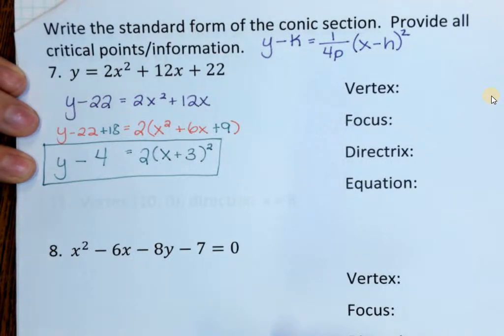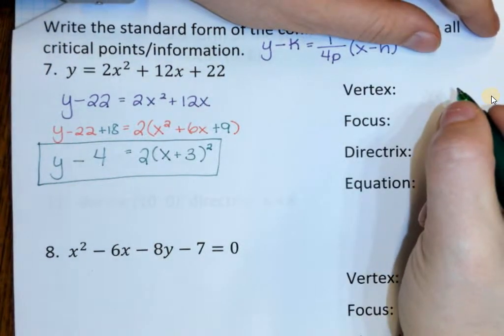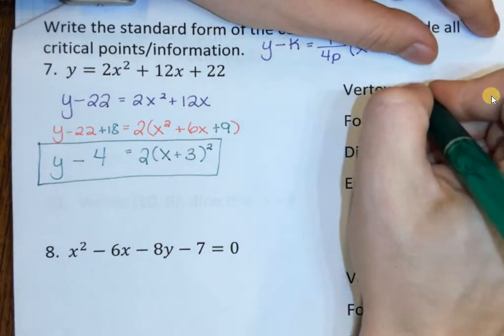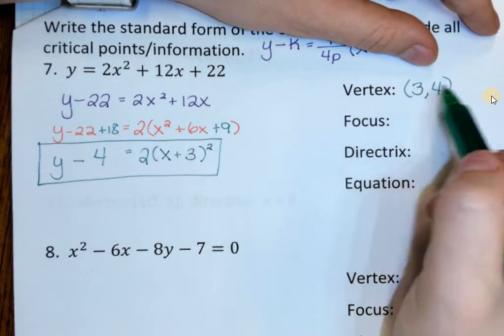So let's do some characteristics. What is my vertex? Negative 3, 4. And please make sure you get those in the right order. It's opposite of the x, opposite of the y.